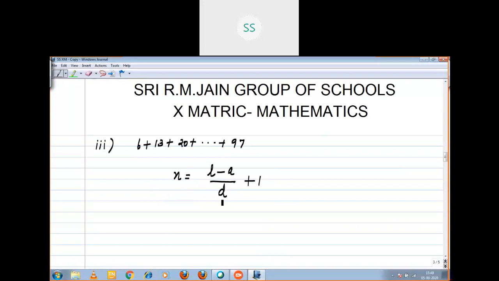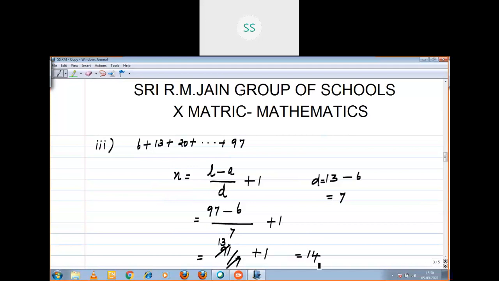This and all you know. What is your last term? 97. What is your first term? 6. Common difference is the second term minus the first term, 13 minus 6, so what is your result here? 7. Now (97 minus 6) is 91, 91 by 7 plus 1. There are 7 thirteens, so your n equals 14.